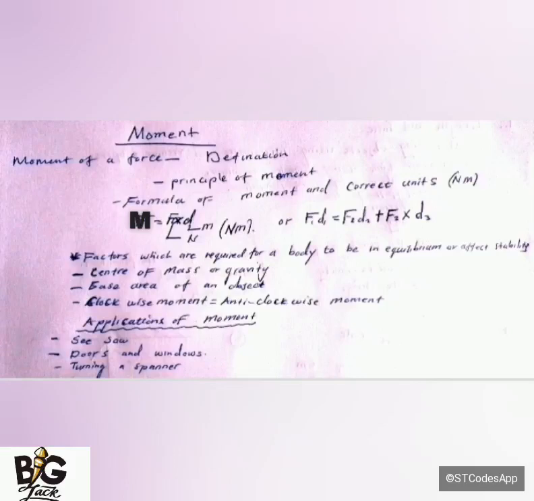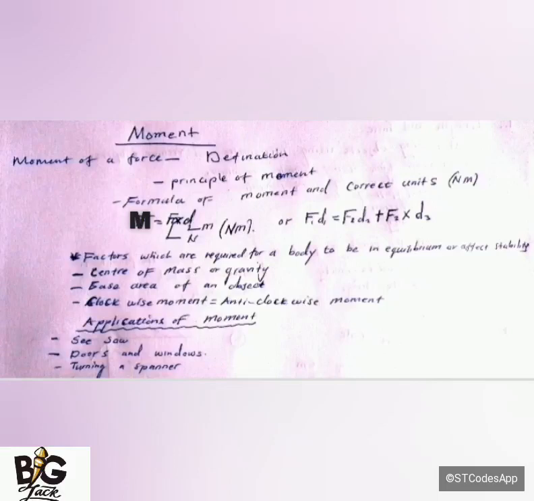Apart from that, you also need to know the factors which are required for a body to be in equilibrium, or the factors that affect stability, like the center of mass or gravity, and also the base area of an object. And the last one, the clockwise moment should be equal to the anticlockwise moment for the body to be balanced. Apart from that, you need to know the applications of moment, like a seesaw, turning a spanner, or opening doors and windows.